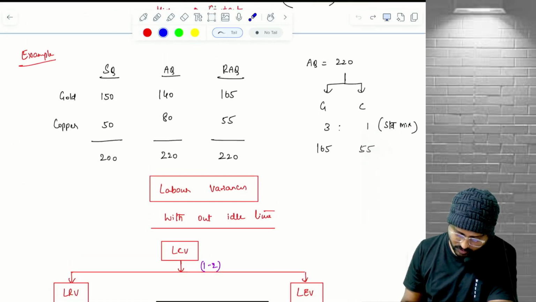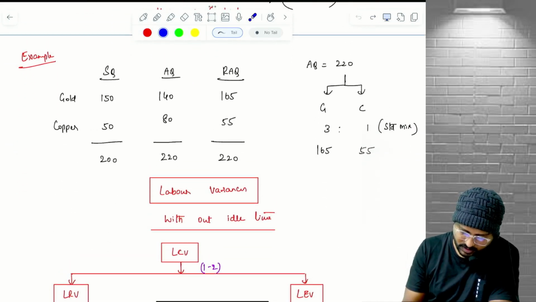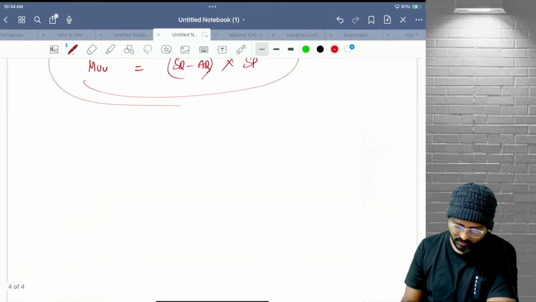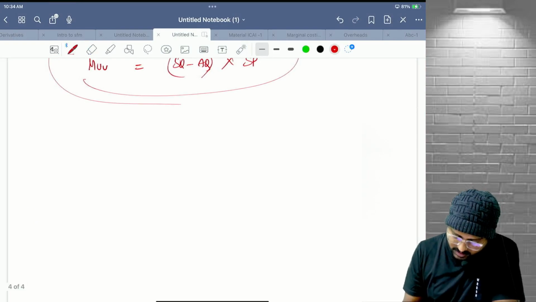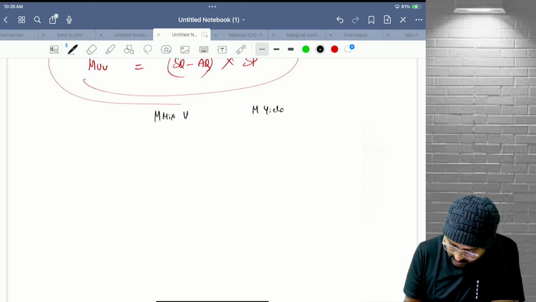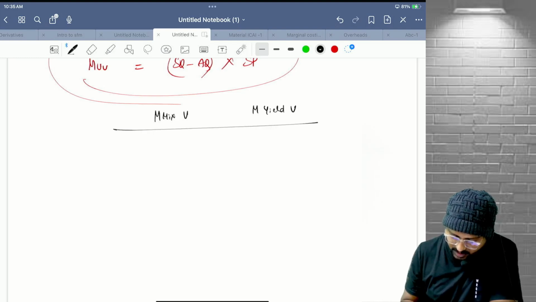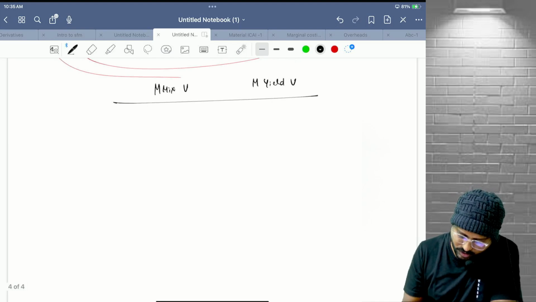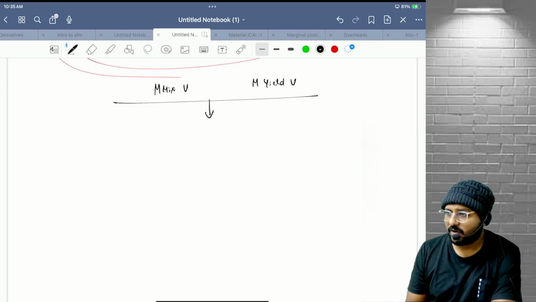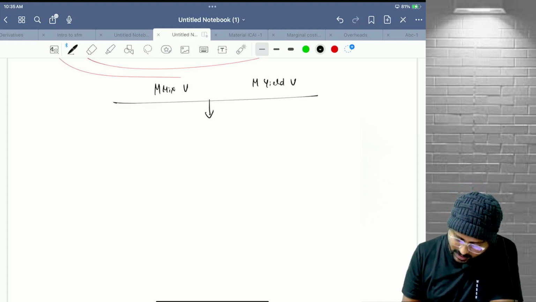Now let's go with this one. What are the variances that are left over for us right now? Material mix variance as well as what? Material yield variance. Correct? Now I told you these two variances will come only when there are multiple raw material requirements. So for that, we'll take an example.